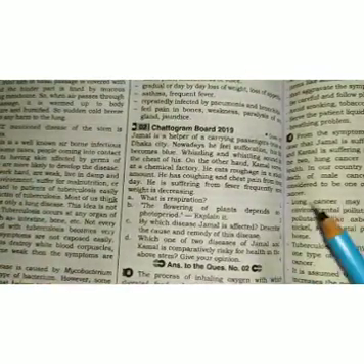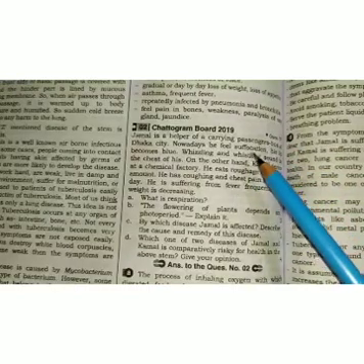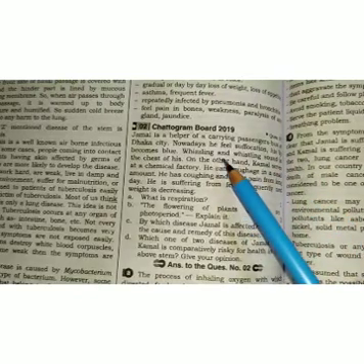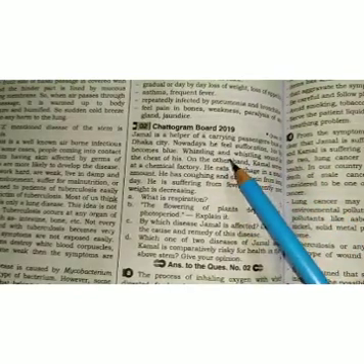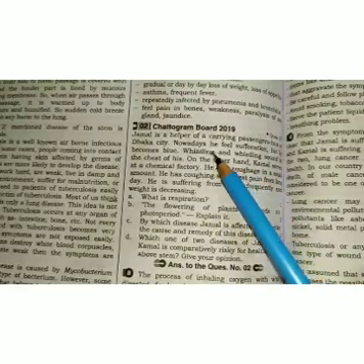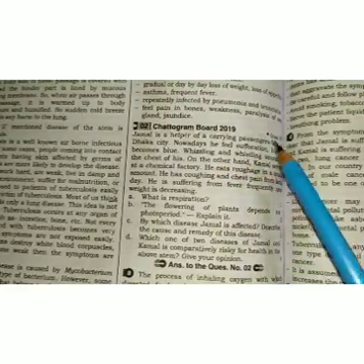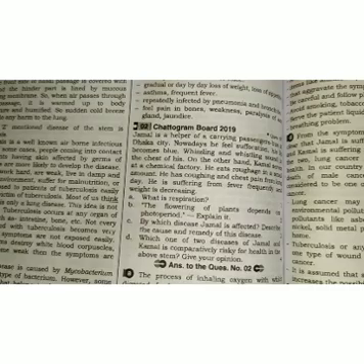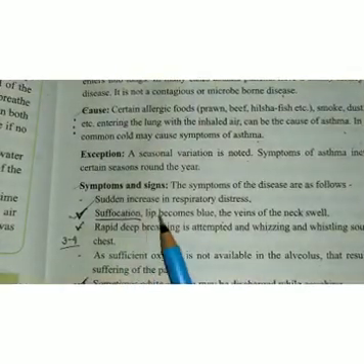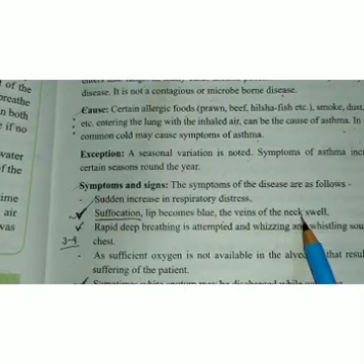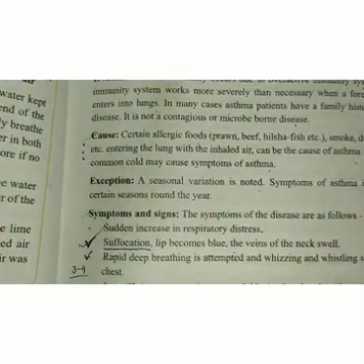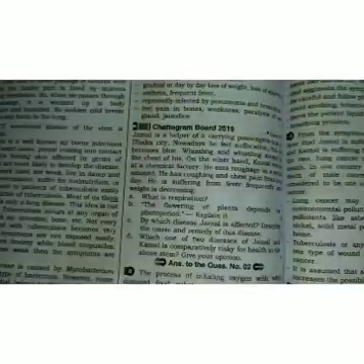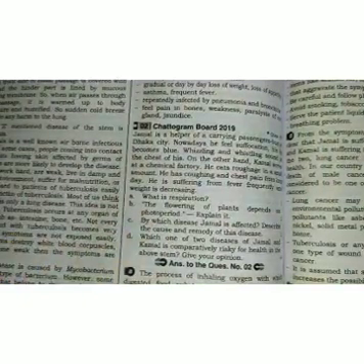So, there are two persons, Jamal and Kamal. Symptoms of Jamal's disease: number 1, nowadays he feels suffocation and his lips become blue. Suffocation, lips becoming blue, and swelling of the veins of the neck are symptoms of asthma. So Jamal is suffering from asthma.